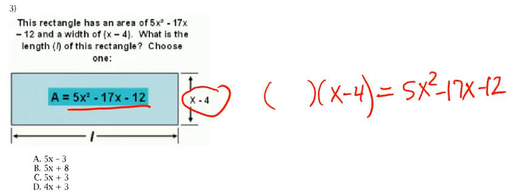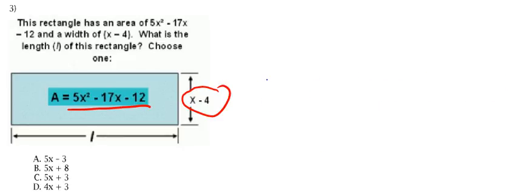Two different ways to go about this problem. Okay, the first way is I would just go and factor 5x squared minus 17x minus 12. That's how I'd approach this one. So in order to factor it, I'm going to use my little mn method.